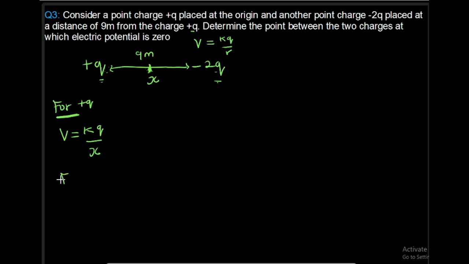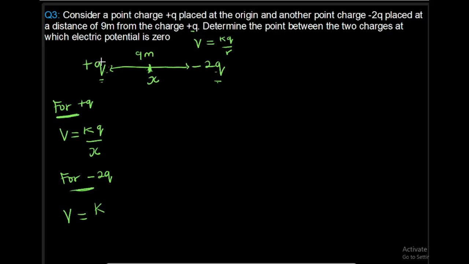Now for this other charge, for the minus 2Q charge, the potential will be V equals K. What's the magnitude of the charge? The magnitude of the charge here is 2Q. We don't bother ourselves about this negative sign here because what we're looking for is just potential, and potential is a scalar quantity. It has only magnitude. We're just concerned about the magnitude, not direction. So we ignore this negative sign.